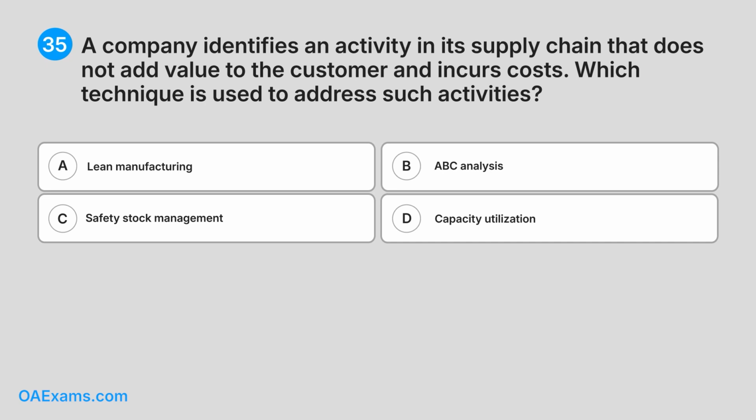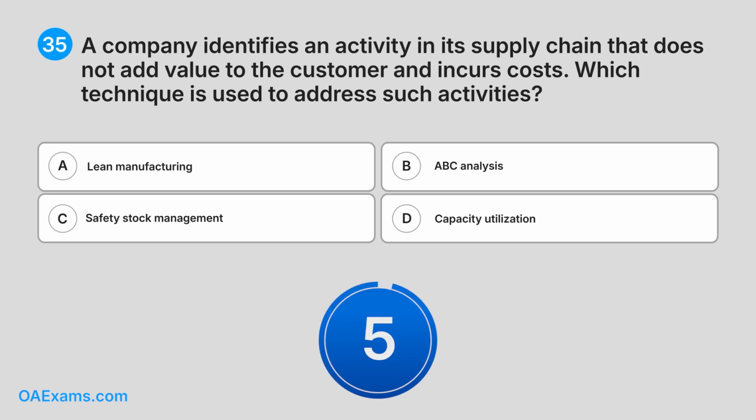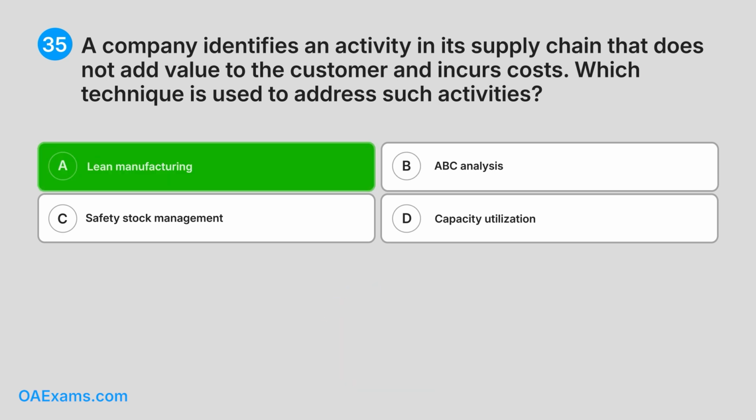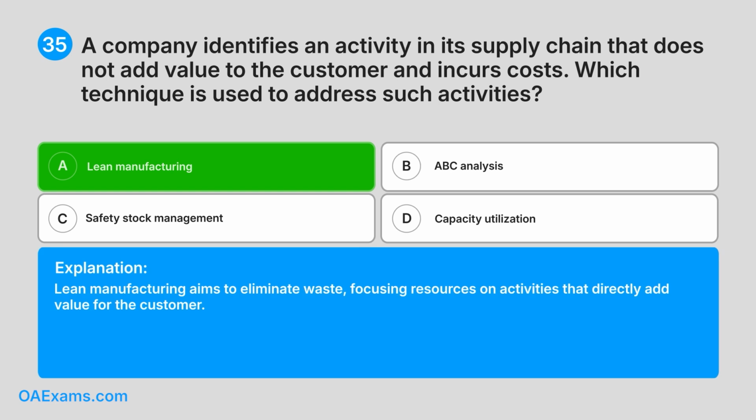35. A company identifies an activity in its supply chain that does not add value to the customer and incurs costs. Which technique is used to address such activities? A. Lean manufacturing, B. ABC analysis, C. Safety stock management, D. Capacity utilization. Do you know the answer? Correct answer, A. Lean manufacturing. Explanation. Lean manufacturing aims to eliminate waste, focusing resources on activities that directly add value for the customer.